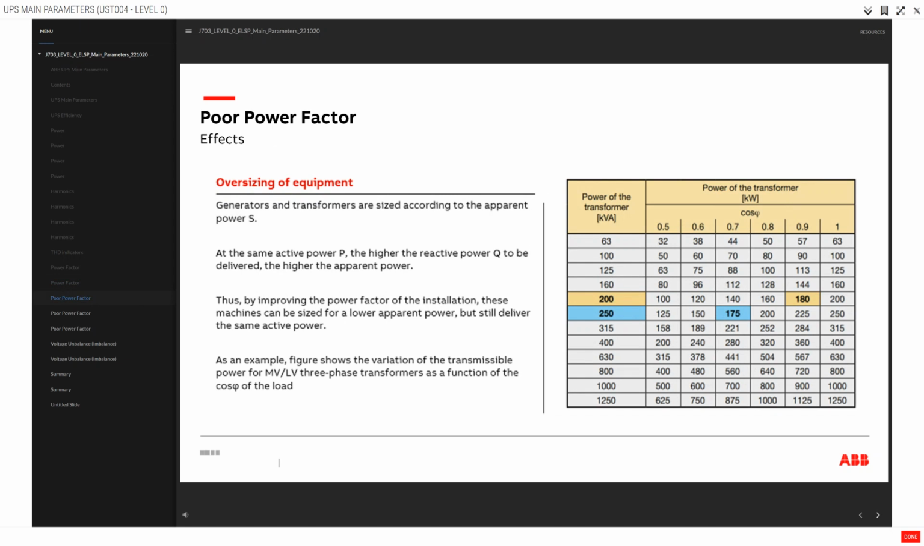Poor power factor. Oversizing of equipment. Generators and transformers are sized according to the apparent power. At the same active power, the higher the reactive power to be delivered, the higher the apparent power. Thus, by improving the power factor of the installation, these machines can be sized for a lower apparent power, but still deliver the same active power. As an example, the figure shows the variation of the transmissible power for MV/LV three-phase transformers as a function of the cos phi of the load.